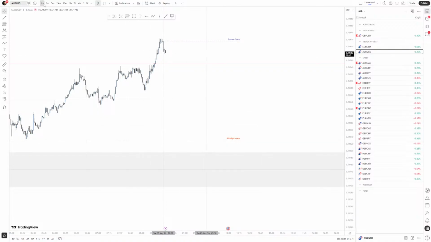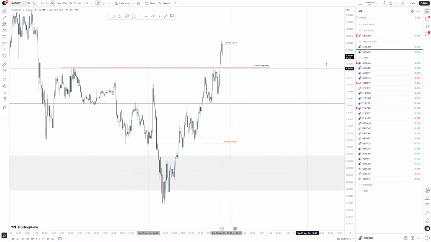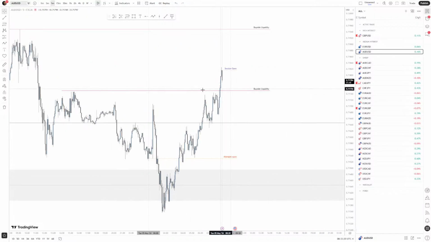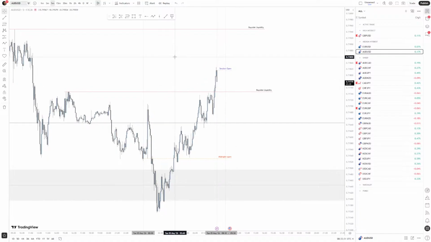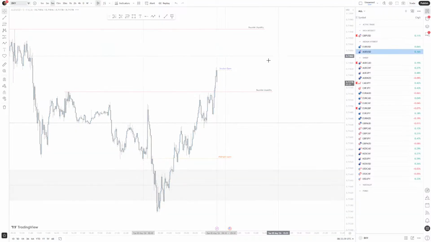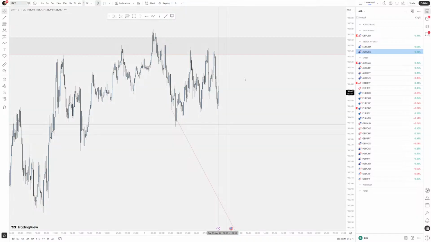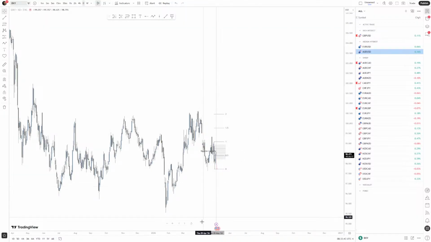Session open, minute open. This buy side liquidity has been taken though. We'll just monitor it. Look at DXY. Let's have a look at our bias and see if we're looking good. So we said we're bearish for today.